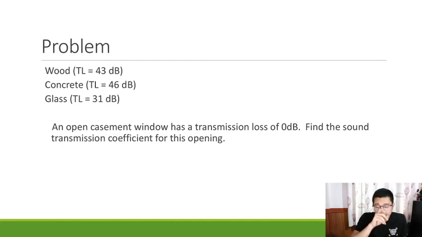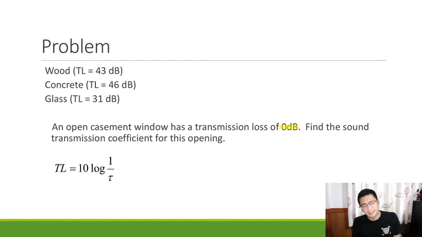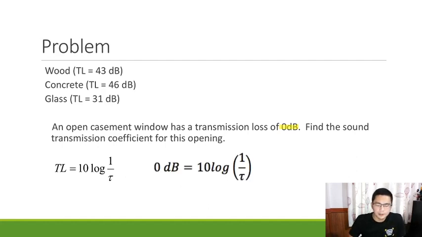But what we're asked to find is the sound transmission coefficient. In this scenario, our transmission loss is 0 dB, so we should already have an idea of the answer. This is the formula: 10 log of 1 over tau. Our loss is 0 dB. What is our answer? Our tau is 1. So, it means 100% of the sound reached the other side.